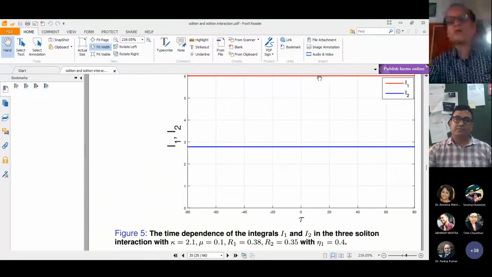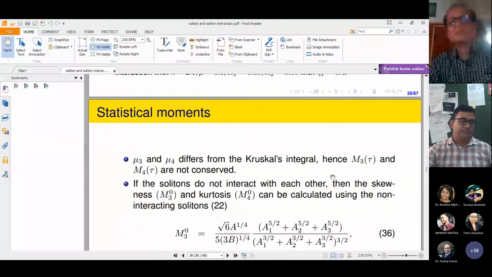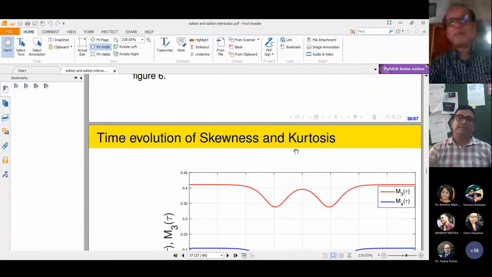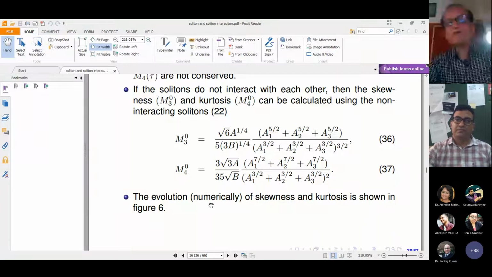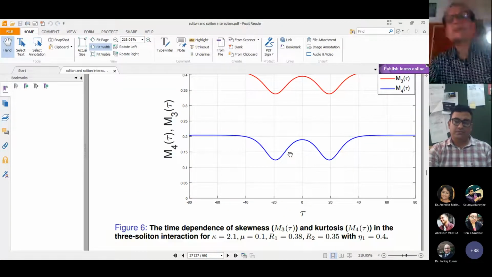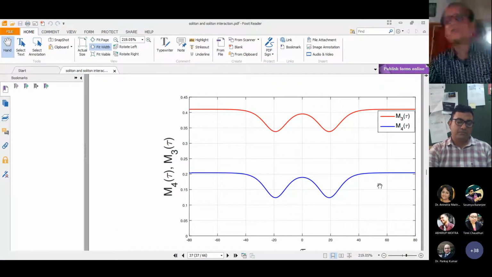Where I1 and I2 are constant, but M3 and M4 are separate. The evolution of skewness and kurtosis is shown in figure 6. The solitons do not interact. If the solitons do not interact, the skewness and kurtosis are constant, but if they interact, then it is seen that skewness and kurtosis change in this particular region, almost minus 60 to plus 60.